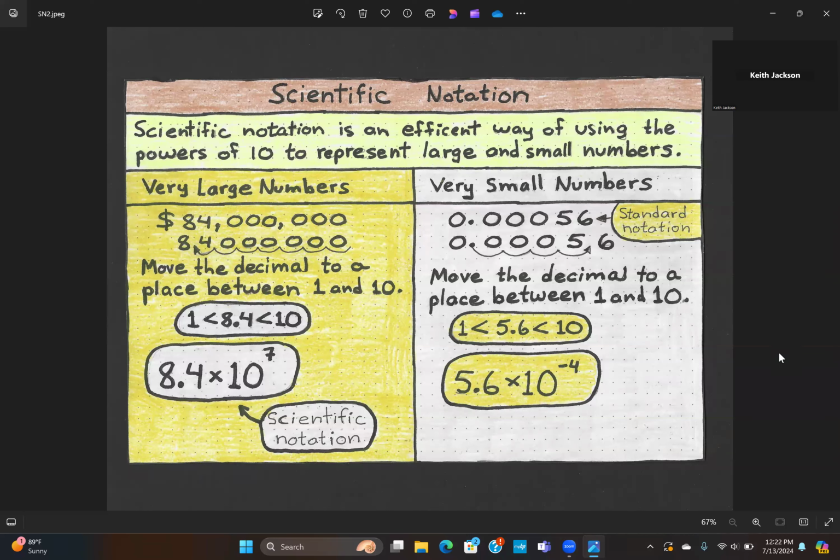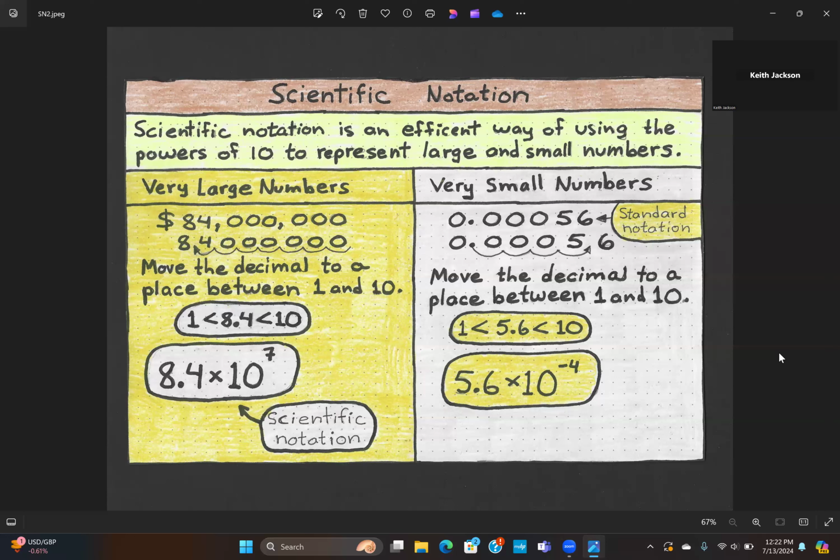This is our second video in a series of 8 videos related to the study of scientific notation. And you may be asking, well, what is scientific notation? And here it is. Scientific notation is an efficient way of using the powers of 10 to represent large and small numbers. And so we have two examples, one representing a large number and the other representing a small number.